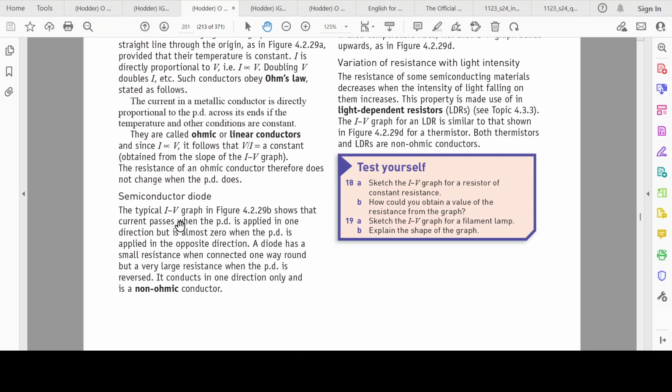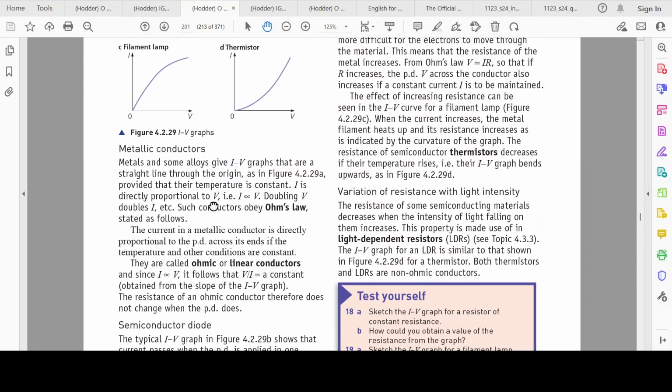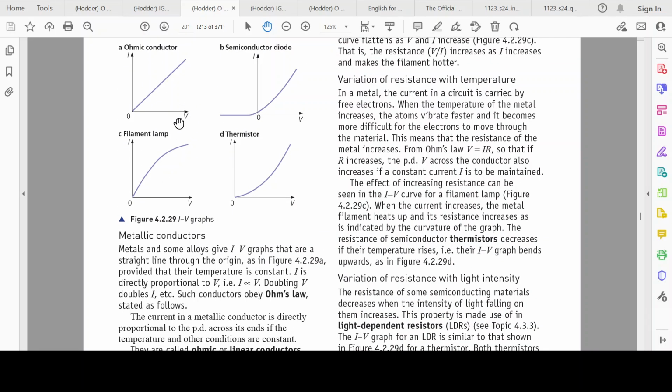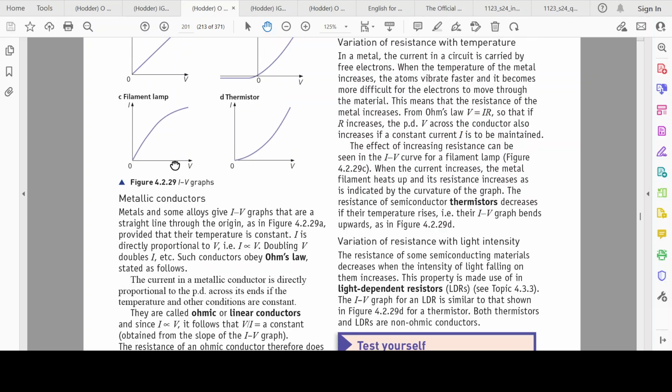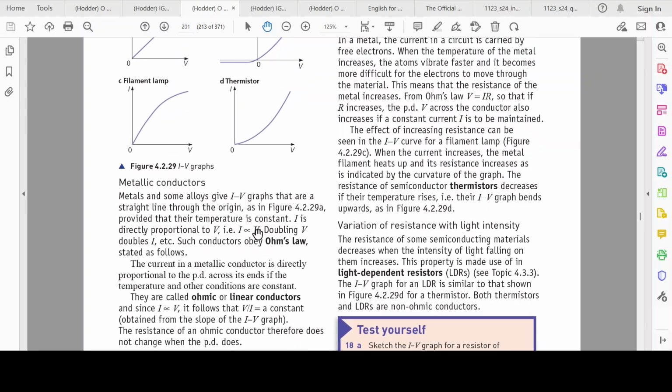Then you got something called semiconductors, right? Oh, by the way, for an ohmic conductor, the resistance does not change. The resistance of an ohmic conductor therefore does not change when the potential difference does, because when the potential difference, the voltage, is increasing, the current is increasing too. R equals V over I, both of them are increasing and resistance stays the same.